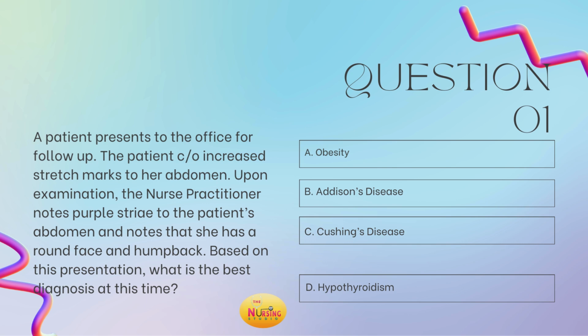All right, so I always recommend reading the stem of the question first, as it'll allow you to slow down to ensure you're answering what is even being asked of you. So here, the stem of the question states, based on this presentation, what is the best diagnosis at this time? Now, I tell y'all, if they're asking about a diagnosis, you need to run it back and look at the assessment findings to figure out which differential diagnoses may potentially be your answer, right? So this patient came into the office for follow-up. She also has complained of increased stretch marks to her abdomen. Upon examination, the nurse practitioner notes purple striae to the abdomen, a round face, and humpback.